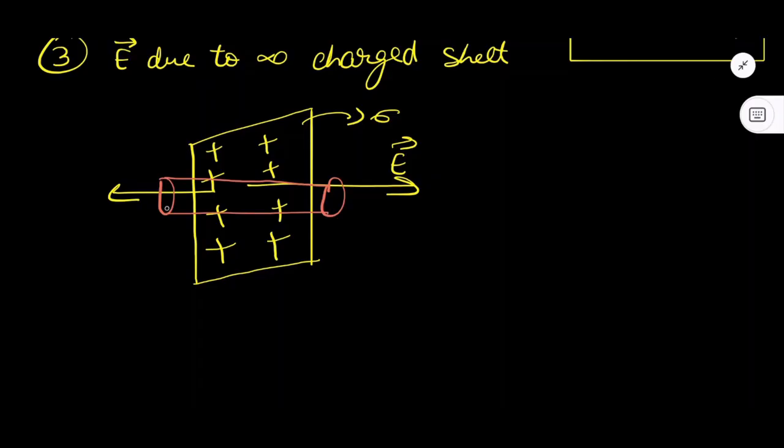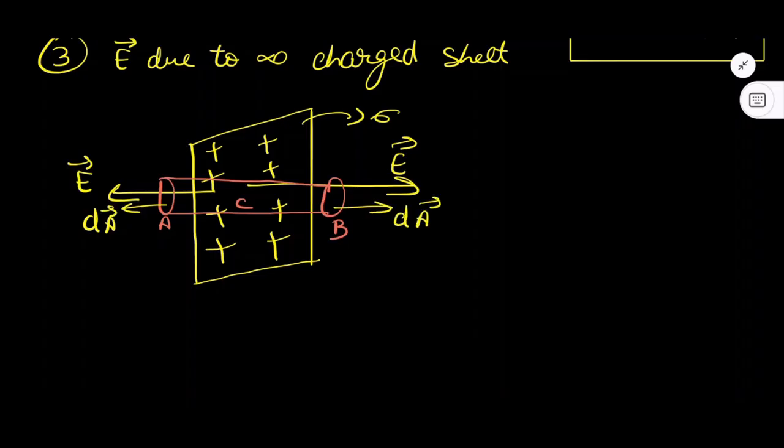Now again we'll have three surfaces. This one is surface A, this one is surface B, and let this be surface C, right? Again we'll follow the same pattern: for surface A, the electric field direction is this, and the area will again be the outward normal, so this will be dA, and similarly for this. So the pattern will be the same, but there will be a slight variation.